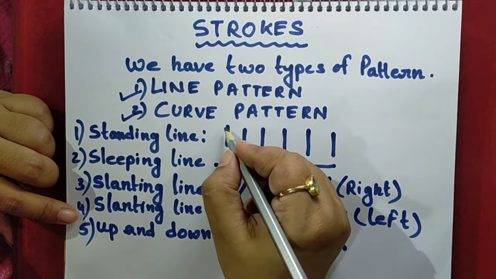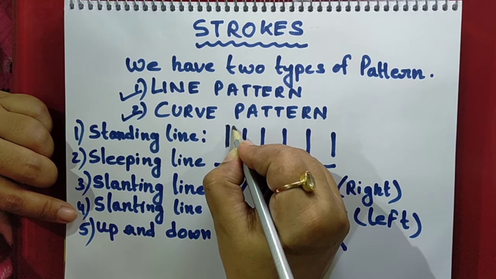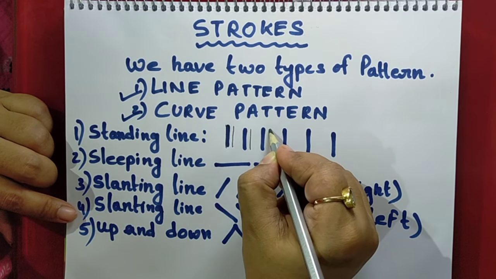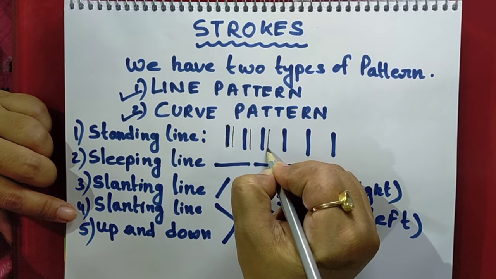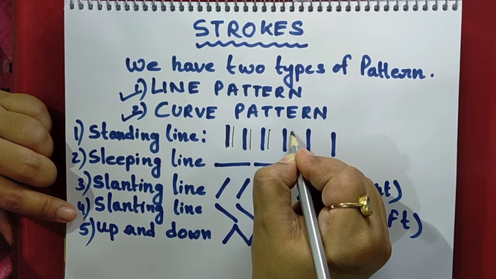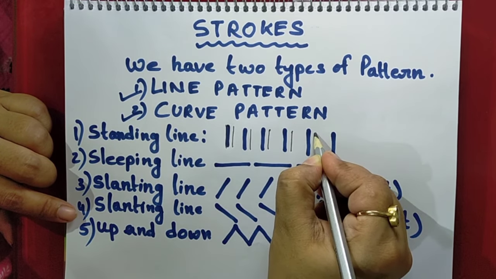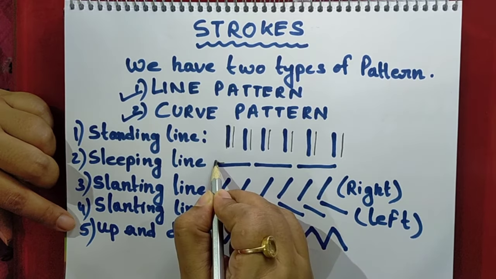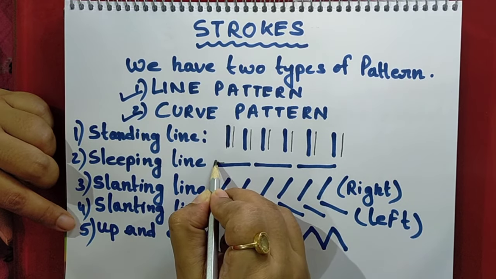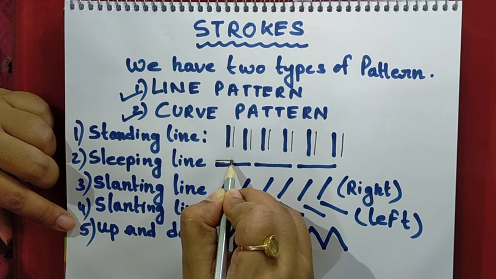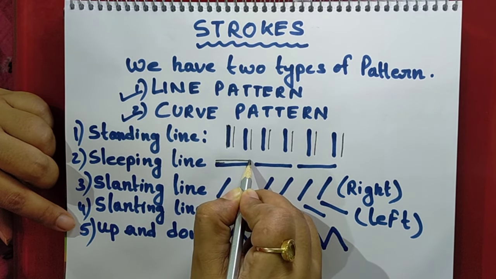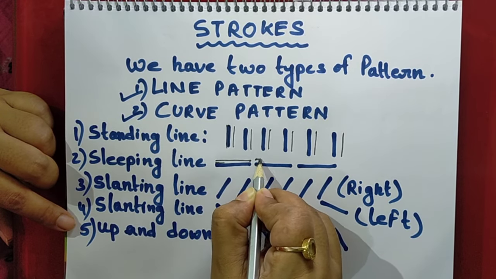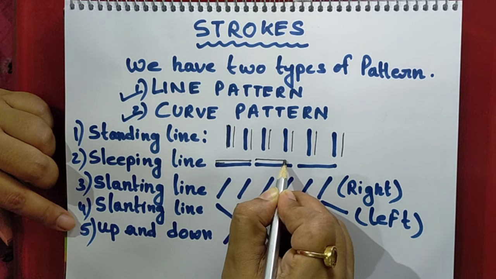So standing line, it starts from up and goes down like this. Start from up, go down and stop. Okay, sleeping line starts from your left and goes to the right and stop.